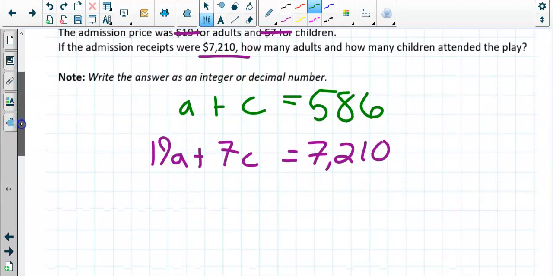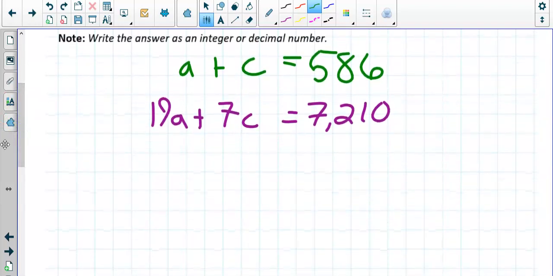All right, so now all we got to do is solve. What would be an easy method to solve this one? Elimination. I would go elimination all the way on this one. Do not get me wrong, you can do substitution. You can get the A by itself and then plug in. You can get the C by itself and then plug it into the other equation. But elimination is pretty easy to do on this.